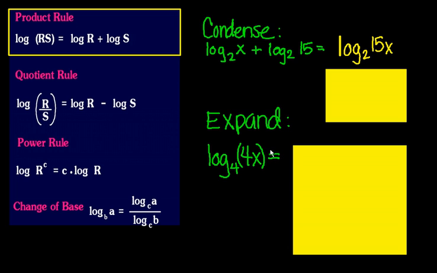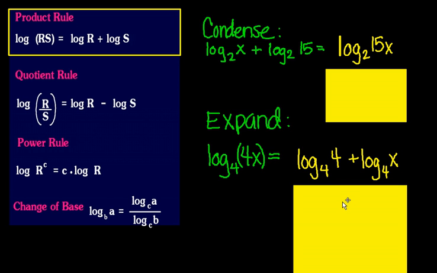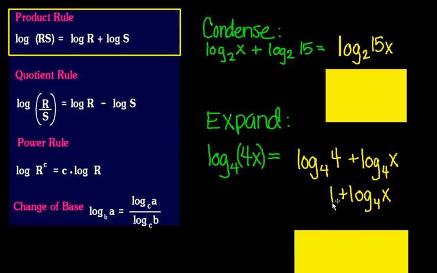Now if I wanted to expand, that means going the other way. I want to make this longer. I have the base 4 and I have two things that I'm multiplying here that I can split up. Again, I would split them up into 2 logs to expand it, and I would have to use the same base for each expression. So I get log base 4 of the first number, 4, plus, since this is the product rule, log base 4 of x. Notice that all of these expressions have the same base. I can simplify this even further because log base 4 of 4 is equal to 1. So my final answer is 1 plus log base 4 of x. Now let's take a look at the quotient rule.